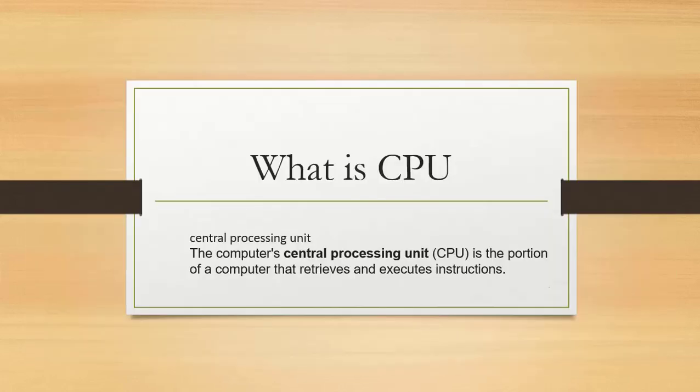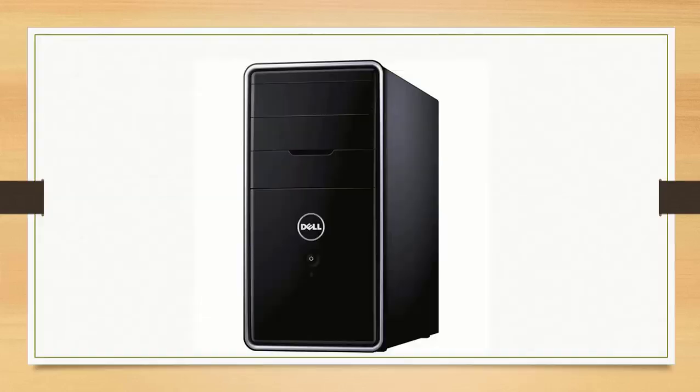What is CPU? Central Processing Unit. The computer central processing unit, CPU, is the portion of a computer that retrieves and executes instructions. Here you can see CPU.